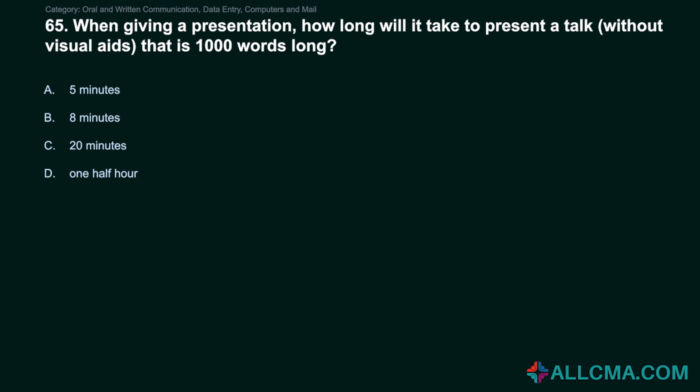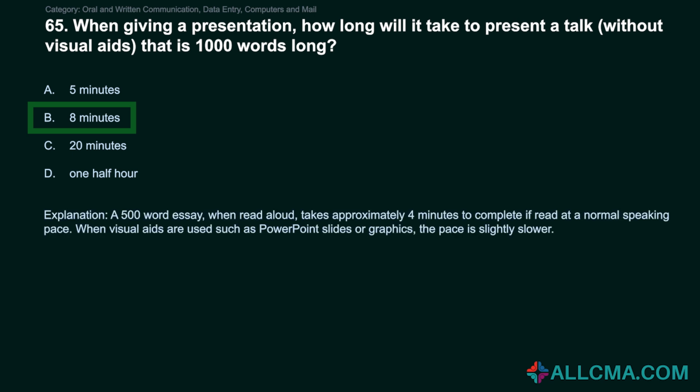65. When giving a presentation, how long will it take to present a talk, without visual aids, that is 1,000 words long? A. 5 minutes. B. 8 minutes. C. 20 minutes. D. 1/2 hour. Correct answer, B. 8 minutes. A 500-word essay, when read aloud, takes approximately 4 minutes to complete if read at a normal speaking pace. When visual aids are used such as PowerPoint slides or graphics, the pace is slightly slower.